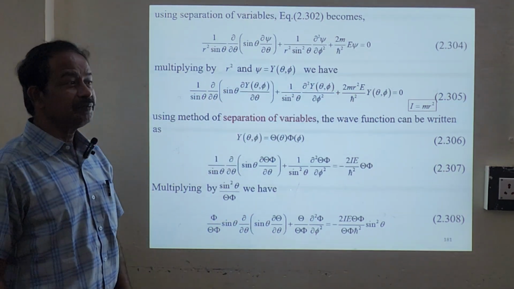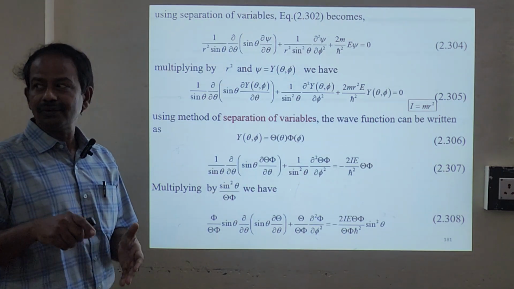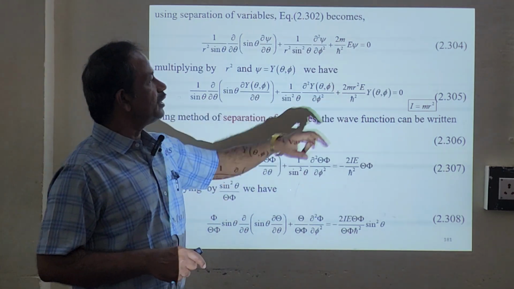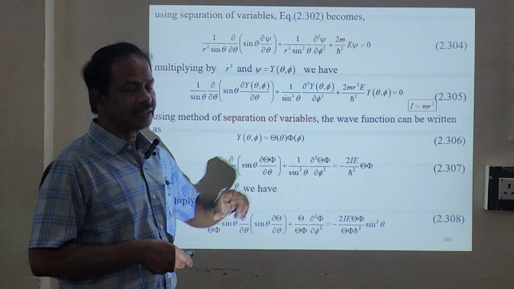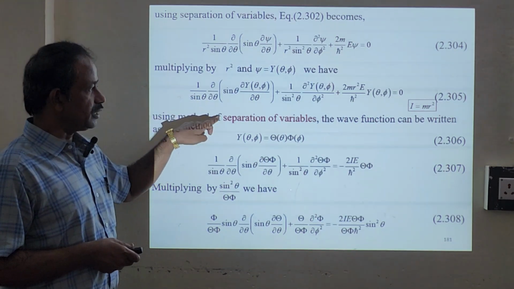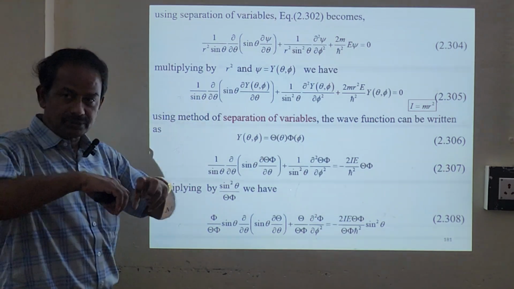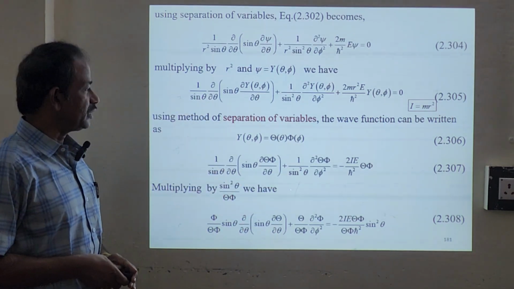Correct? But we know already I equals sigma m_i r_i squared, we know already. So I equals m r squared. So instead of m r squared, you can write I. So in the next equation, we are going to write I. Now we are going to use the technique of separation of variables. We are going to separate the equation into a theta part and a phi part.